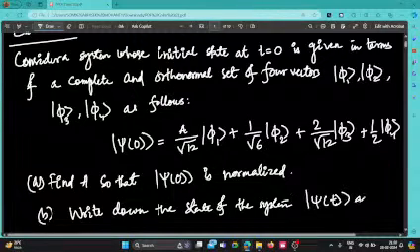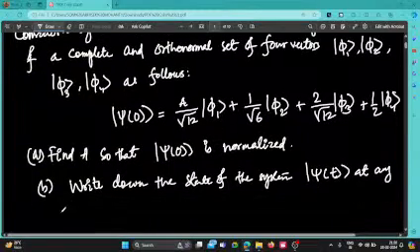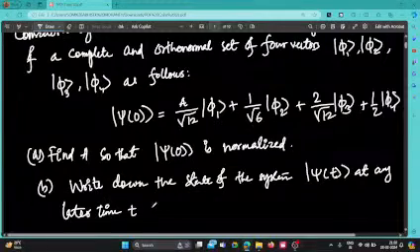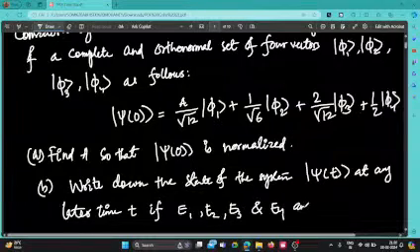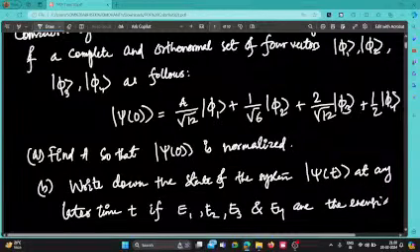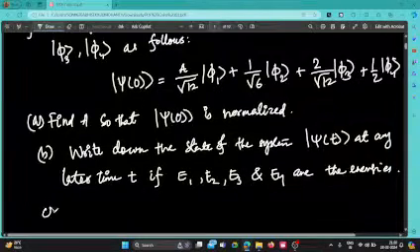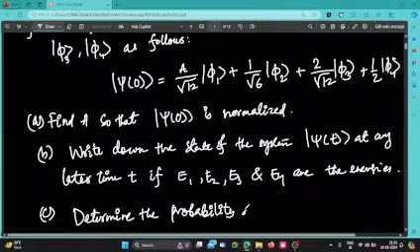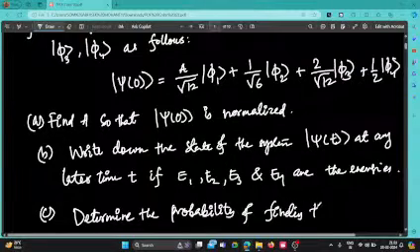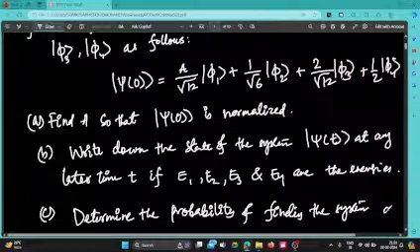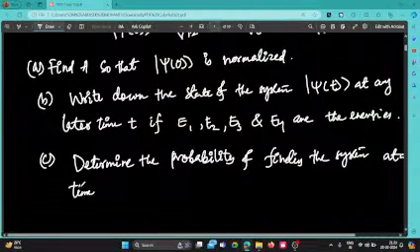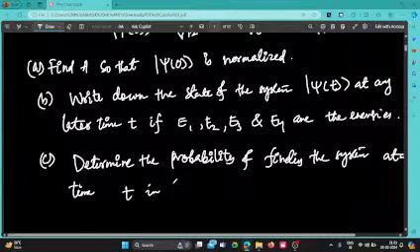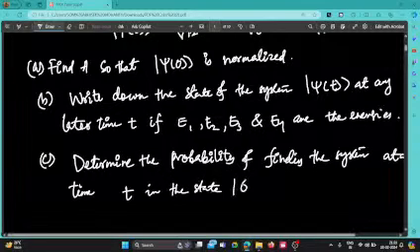psi t at any later time t, if E1, E2, E3, E4 are the energies corresponding to phi 1, phi 2, phi 3 and phi 4. And the last question is determine the probability of finding the system at a time t in the state phi 2.